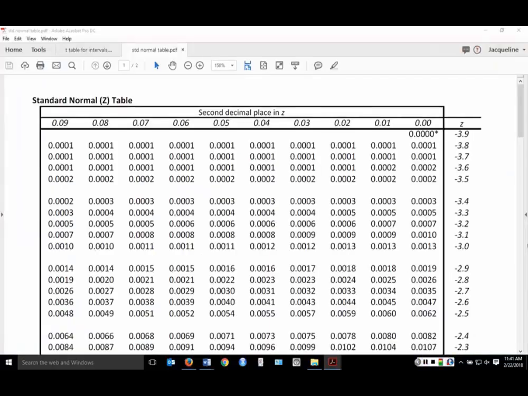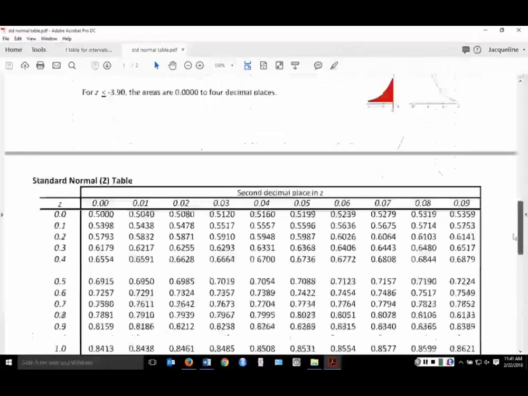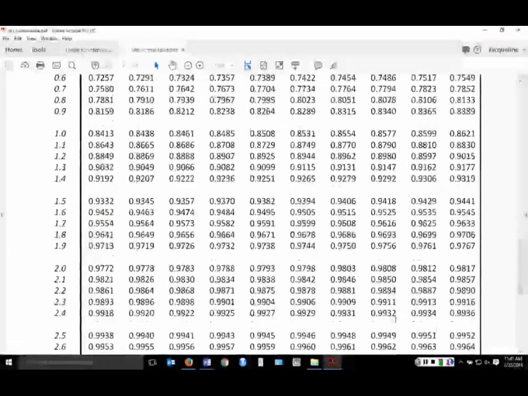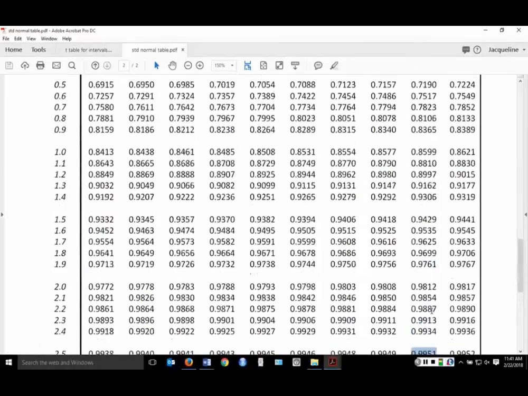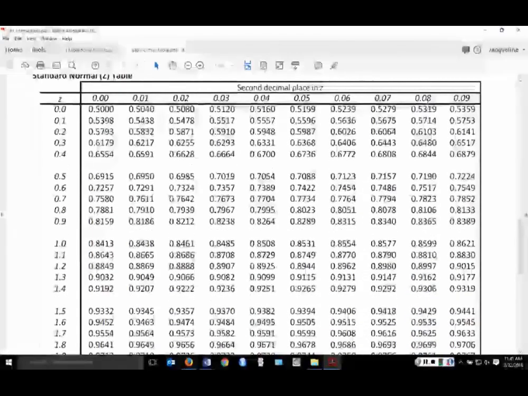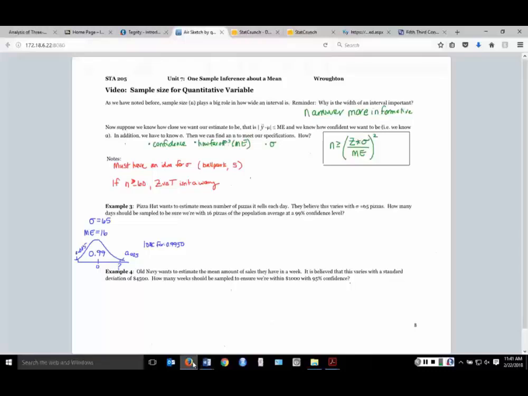And so if I pull up my table here, I'm going to find my 0.995, or the closest thing I can to it. And here's a number pretty close. If I look, that gives me a z of 2.58. That's one little reminder of how to find z.